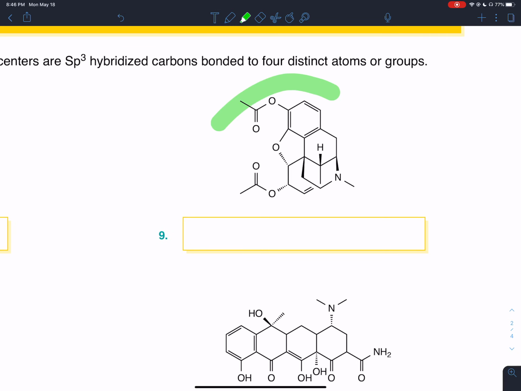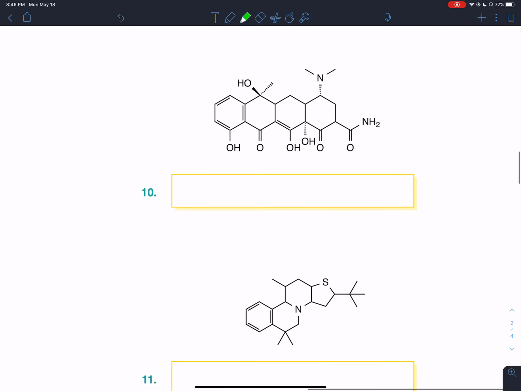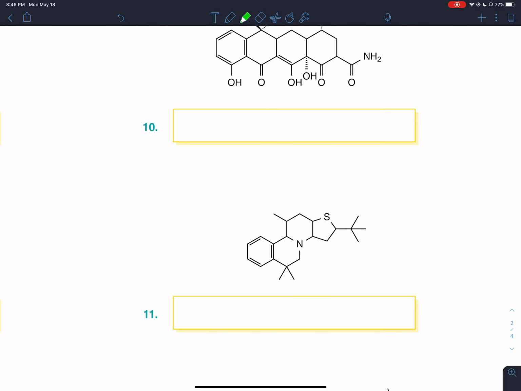This is the structure of heroin. We have 1, 2, 3, 4, 5 asymmetric centers. Pause and rationalize. And we'll do one more together. In this molecule, we have 1, 2, 3, 4, 5 asymmetric centers. I want you to pause and now rationalize that.